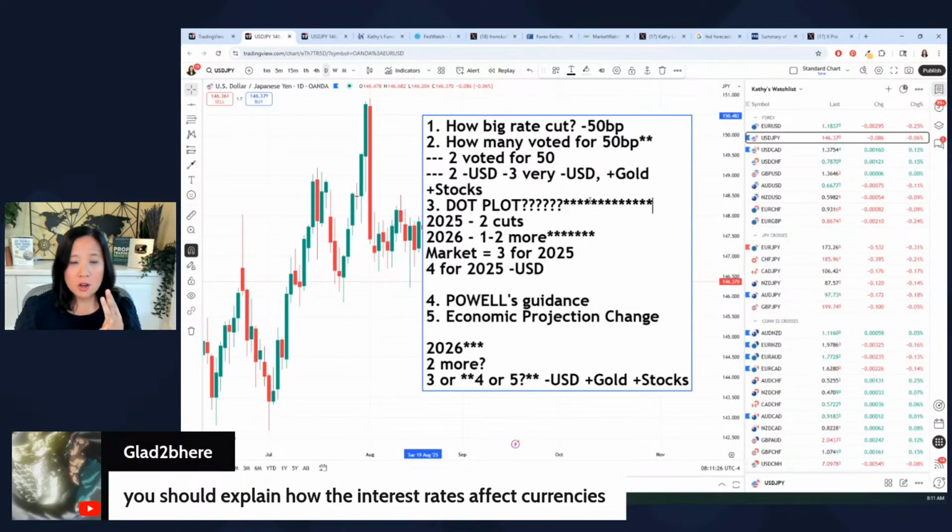Number 4, what does Powell say? Whether he confirms all this or not. And number 5, no one cares about growth or unemployment rate, but it's really going to be the CPI, the inflation projection. All right, now let's talk about the trades.